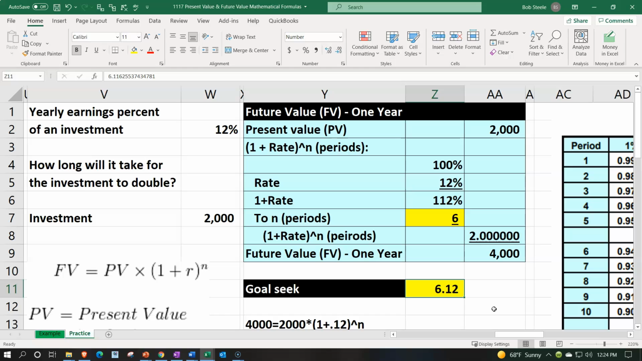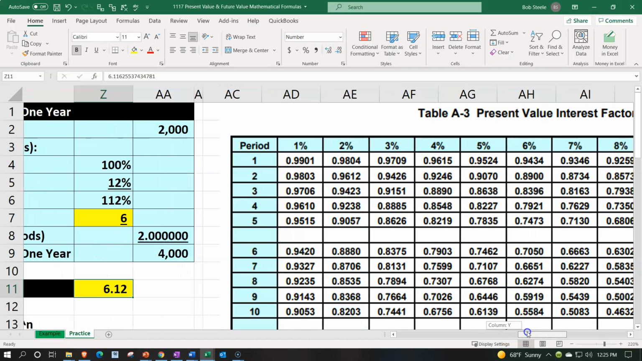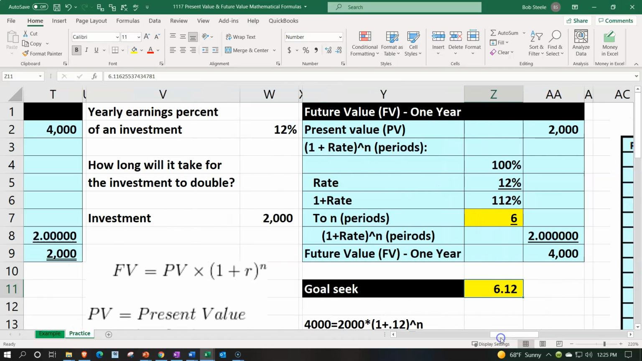We did similar things with the tables or we did similar things with the functions. Next time, we'll take a look at how we can use tables to basically do a similar type of thing as well. So that'll be exciting.